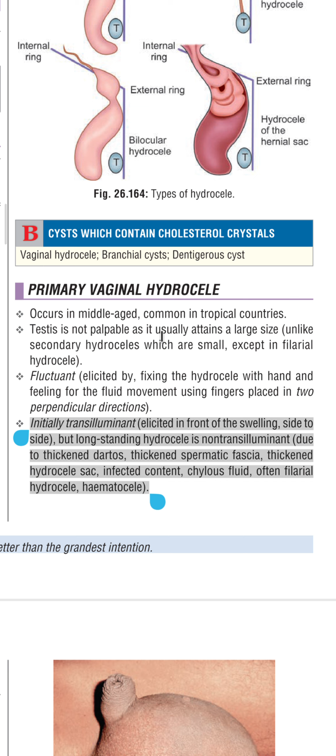Initially transilluminant, elicited in front of the swelling, side to side, but long-standing hydrocele is non-transilluminant, due to thickened dartos, thickened spermatic fascia, thickened hydrocele sac, infected content, chylous fluid, often filarial hydrocele, hematocele.